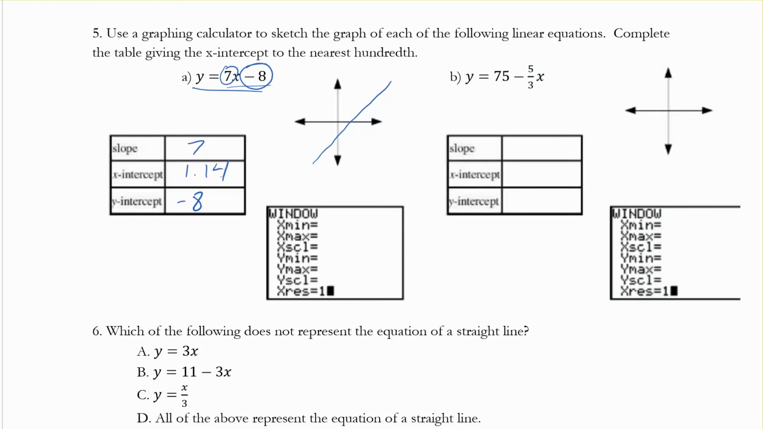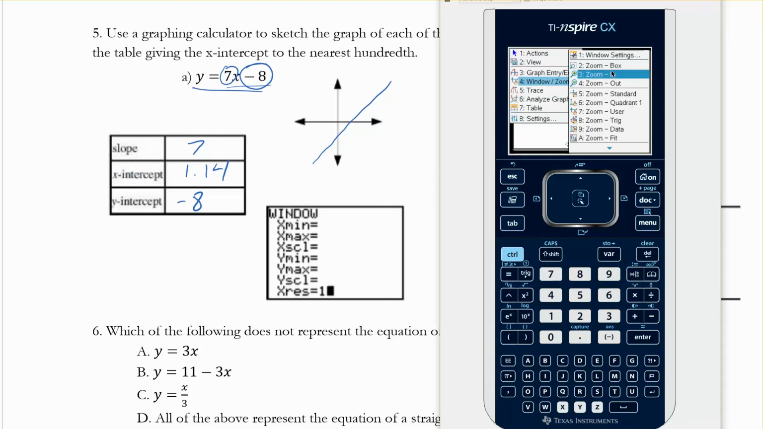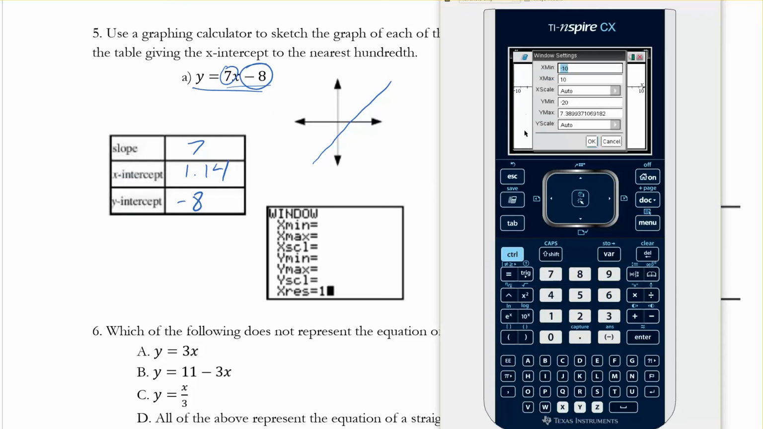1.14. And then the other thing I'd like you to do is write down your window settings. And what that is, there you go. Just go back to Windows Zoom, Windows Settings, and then get to this screen. This is the same. You've got the window with those settings here. The one on here is kind of like the old school, like TI-84. This is like the newer kind of way of drawing it.